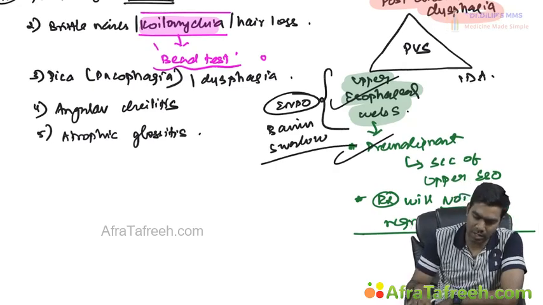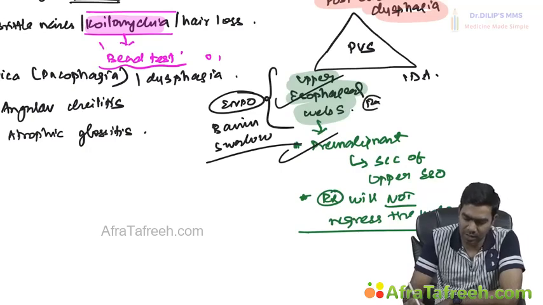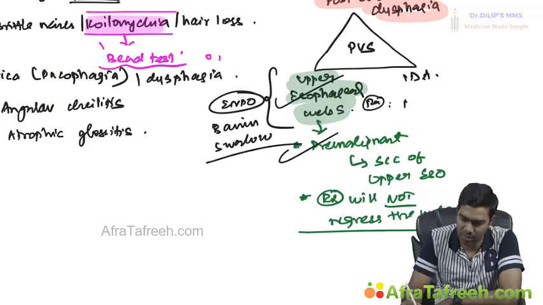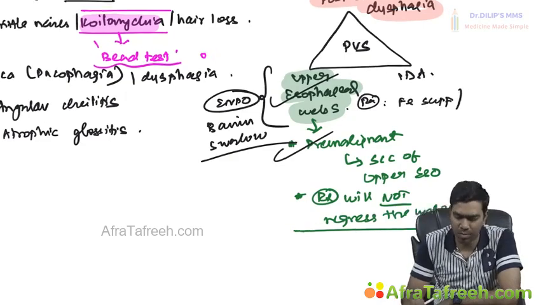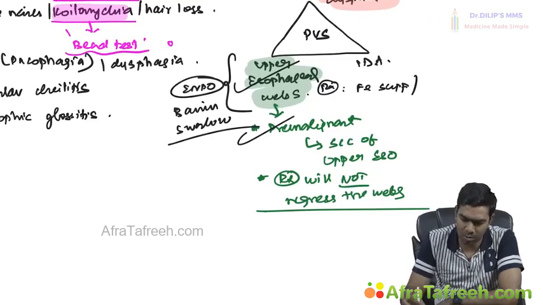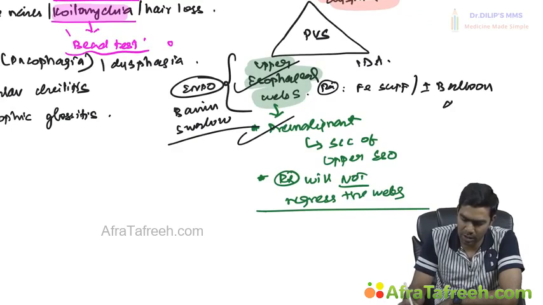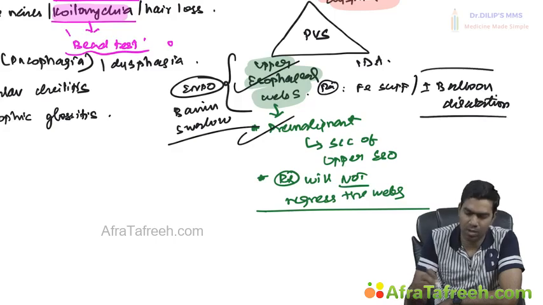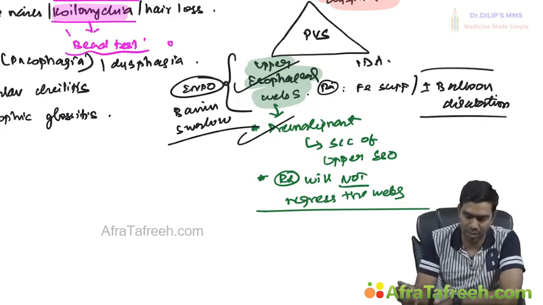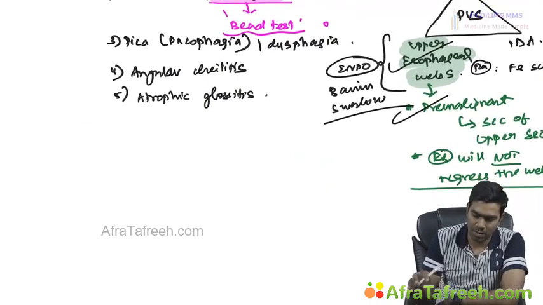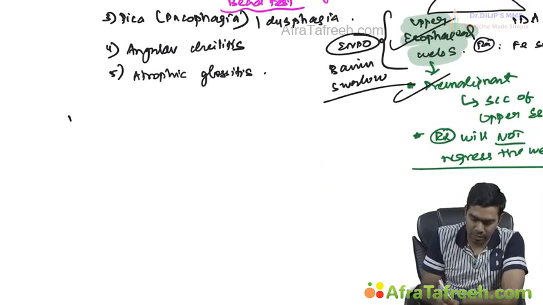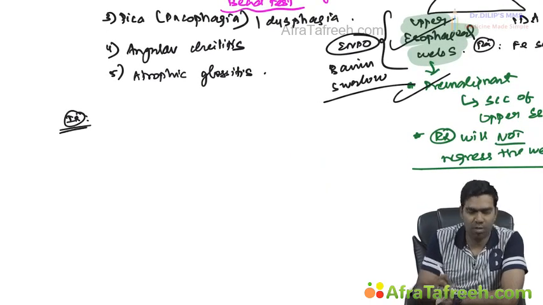Generally, if they ask you what is the treatment of these webs, if they are causing significant dysphagia, then treatment of the webs may be with iron supplementation. Obviously, little regression is possible, but complete regression is usually not possible. Plus or minus, you can do something called endoscopic balloon dilatation. That is what you're going to do in the endoscopy. These are the treatment options for Plummer-Vinson syndrome. So next, we are moving on to the investigations of iron deficiency anemia.